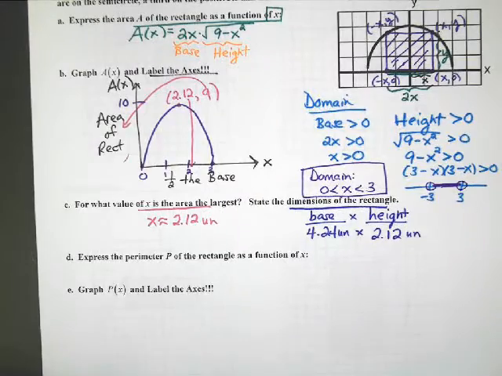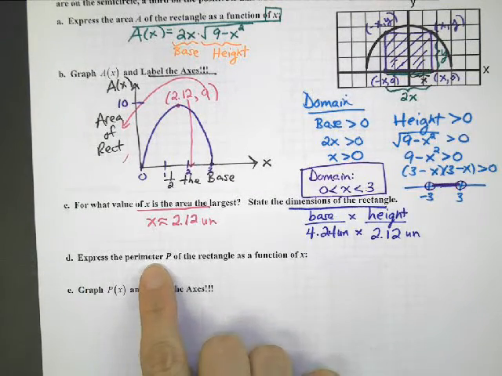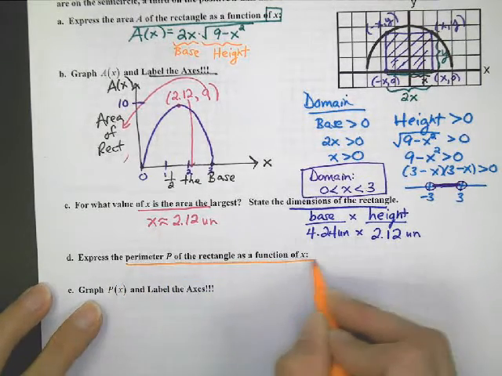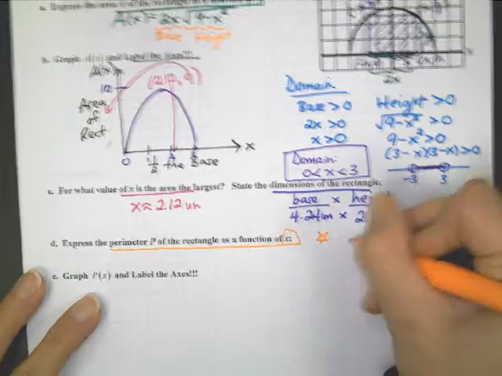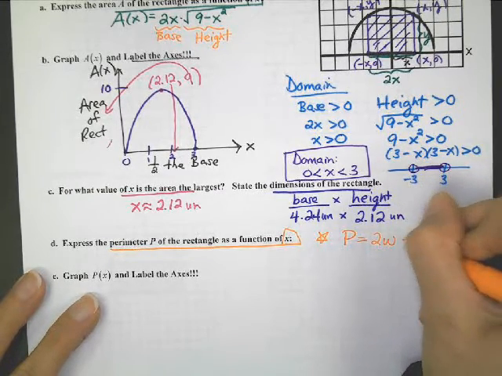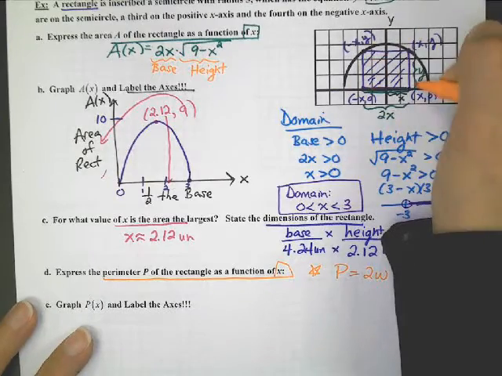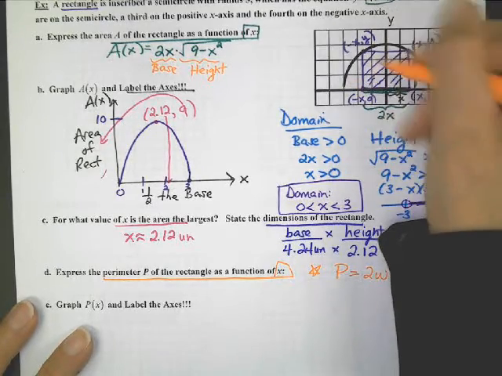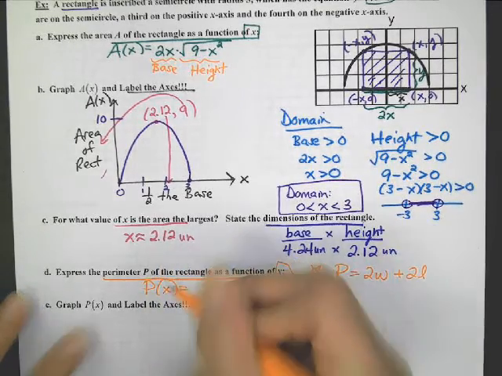Okay, we're going to keep going here. Same rectangle, same picture, everything, except now they want me to make a new equation for perimeter. Express the perimeter of the rectangle as a function of x. Okay, let's just give everybody here a little reminder. Perimeter of a rectangle is 2 widths plus 2 lengths. Perimeter means you add all the sides of the rectangle. So we've got a bottom and a top and a left and a right. We're going to call it P of x.